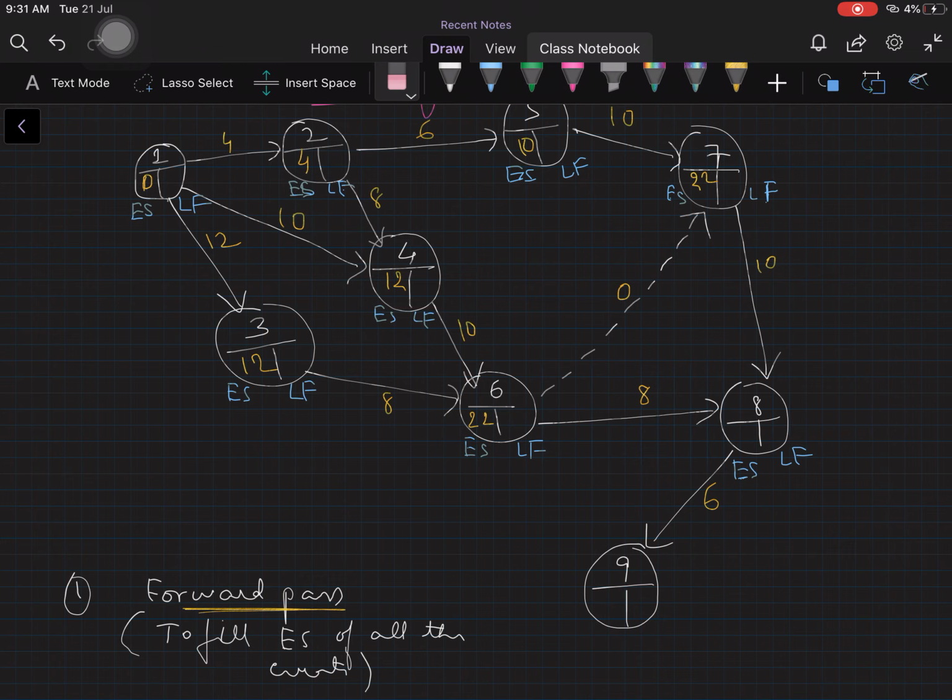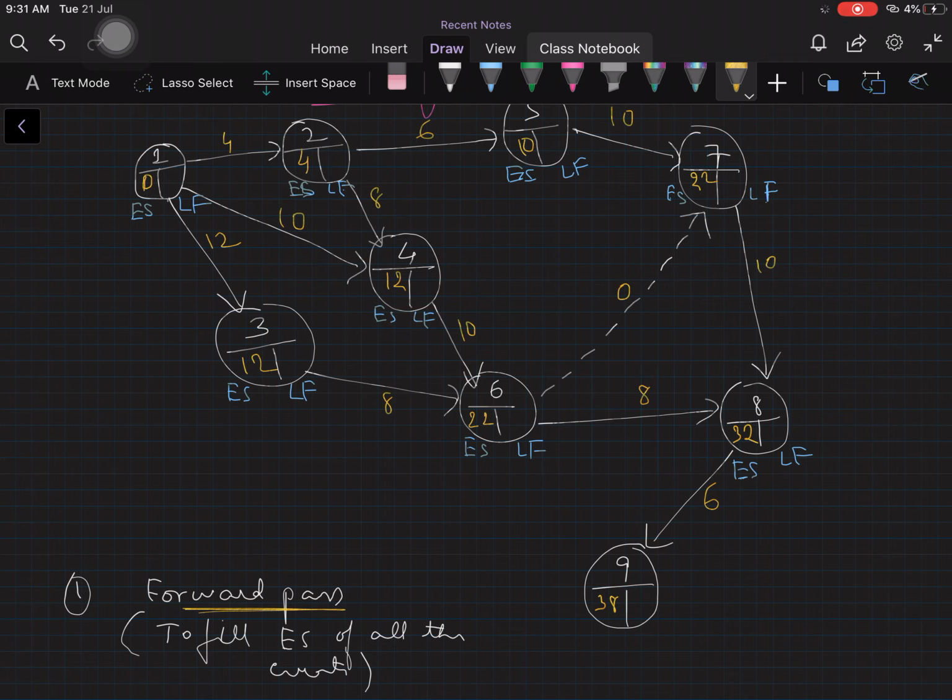So there are two paths. One path gives us 30, and one path gives us 32. We will be picking the highest one because it is a merge event. So we will write 32 as the early start. Then finally, 32 plus 6 will be 38. So this is how we fill the early starts of all the events by using the forward pass.